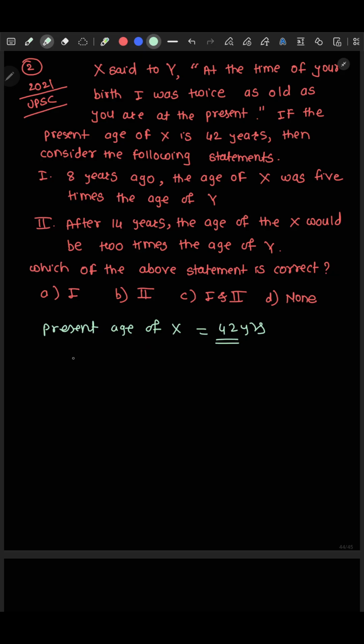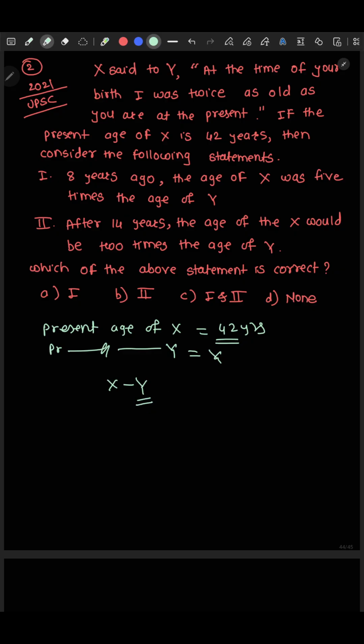Now let's say the present age of Y. Okay, so present age of, I'll say Y. So that is equal to Y. Let's consider it as Y, right? Now at the time of his birth, that means Y years before, right? Y years before. Now X is saying that at the time of your birth, he was twice. Okay, twice. At the time of birth, what was the X age? That was X minus Y at the time of birth of Y, right?